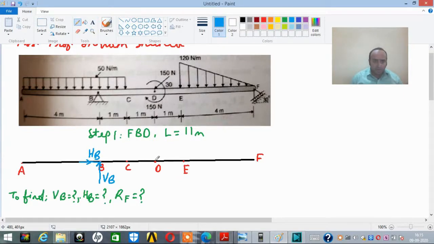Now at point D there is a couple, it's misprinted over here. It's 150 Newton meter, and a force of 150 Newton acting at an angle of 30 degrees. So the force, first of all, I can show it here itself. It is nothing but 150 Newton at an angle of 30 degrees, and a couple, friends, which is of 150 Newton meter. I will show it over here. Okay, this force will be resolved later on.